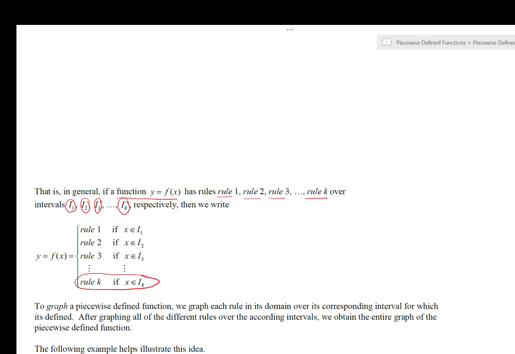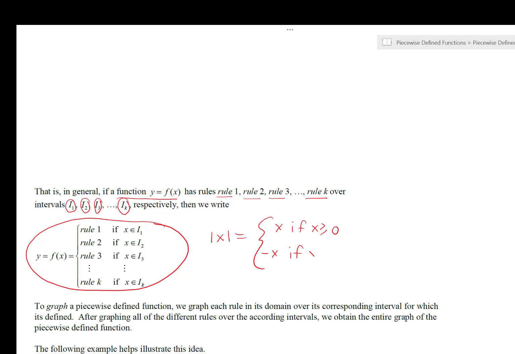In general, we write the function like so. Just like before, we wrote the absolute value of x. It was x if x was positive or 0. It was negative x if x was negative. You see there, that's like your rule 1. And right there, that's like your interval 1. Right there is your rule 2, and the interval 2 for which it's defined. It could have many. It could have 3 rules, 4 rules, in general, k rules. It just so happened the absolute value function has 2 different rules.